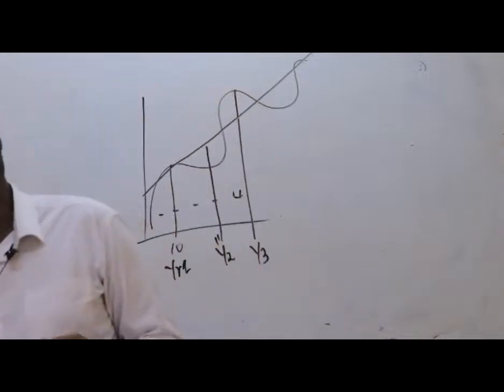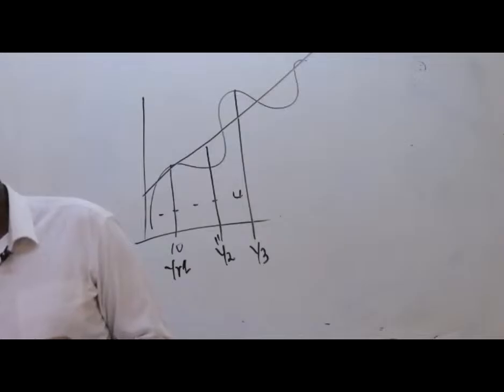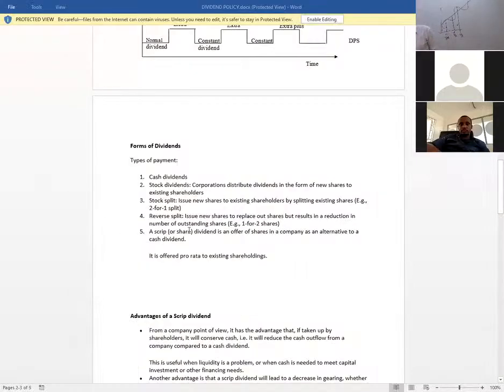Ladies and gentlemen, the other way in this case here that you could decide to reward your people, now this number 5 is very common. A scrip or a share dividend is an offer of shares in a company as an alternative to cash dividend. This is very important because under scrip, ladies and gentlemen, in this case here, we are issuing out what we call bonus shares. You need to know under scrip or share dividend is an offer of shares, just like the stock dividends. So under a scrip, if somebody asks you what is a scrip dividend, it's an offer of shares in a company as an alternative to cash dividend.